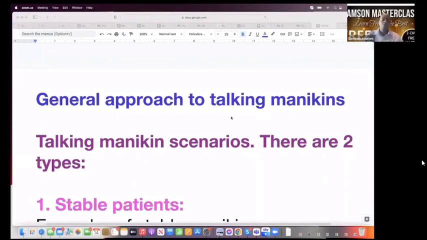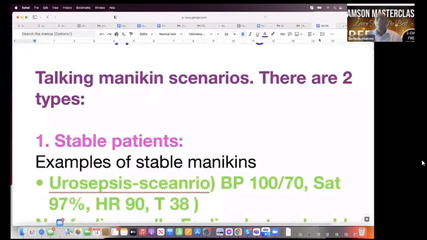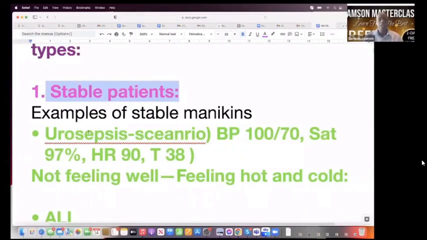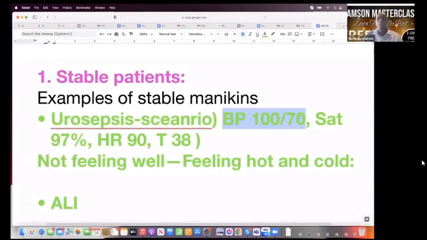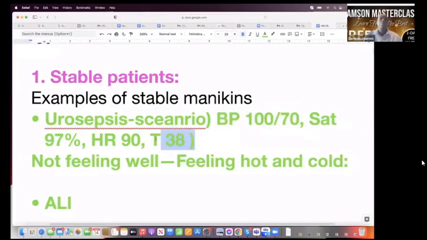So, the general approach to a talking mannequin. As I said, there are two types: some patients are stable, some are unstable. If the patient is stable, then we just take the whole history. We are looking for things like blood pressure moderately okay, 100/70, saturations 97 or above, heart rate within normal. Yes, there is a high temperature because there is a problem, but the patient is relatively stable, so we can take a history from this patient.